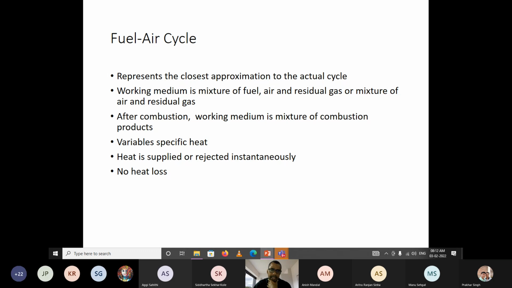So may I ask you this question: why am I writing here that the working medium is a mixture of fuel, air, and residual gas? That is one case. Or a mixture of air and residual gas. In the next step, I have removed the fuel, and I am considering it only as a mixture of air and residual gas. Or in a second case, I am assuming that the working medium is a mixture of fuel, air, and residual gas. Why am I taking these two different kinds of mixture?